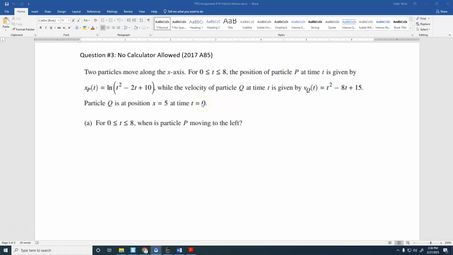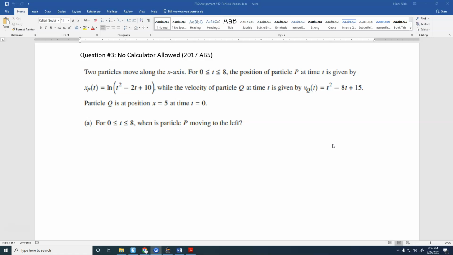So this is an interesting problem because they have given you position for particle p and they have given you velocity for particle q. So you're not starting with the same thing. A lot of them, you got velocity for both particles. That's not the case here. So you also need to be really careful and make sure you're using the right equation for the right particle, because some of these questions only ask us about one particle, like A, where it says from 0 to 8, when is the particle moving to the left? Okay, this is not a calculator active question.